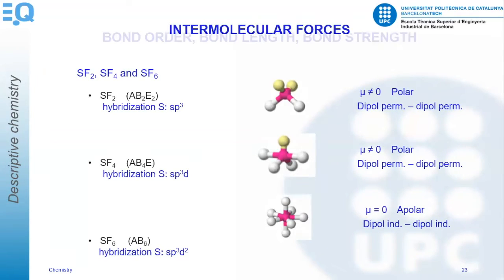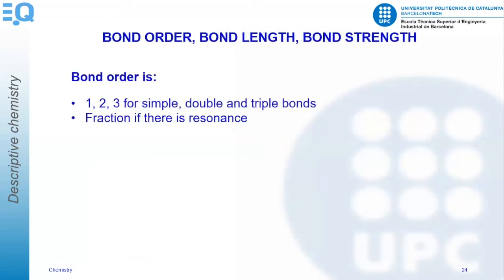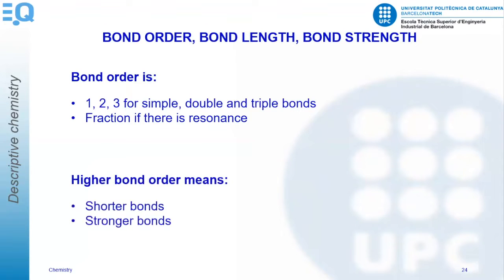Let's have a look at the bond order, bond length, and bond strength. For bond order, it will be 1, 2, 3 for simple, double, and triple bonds. And there's a fraction if there is resonance. Higher bond order means shorter bonds or stronger bonds.